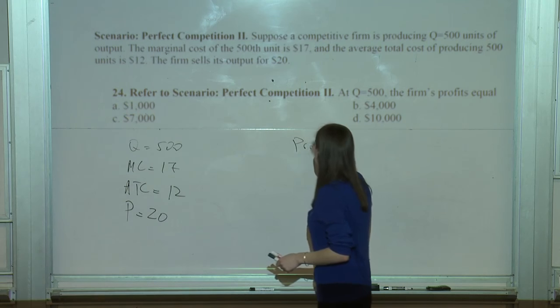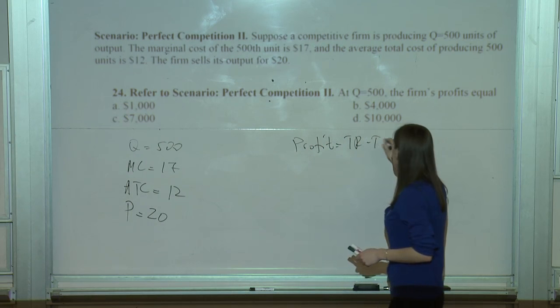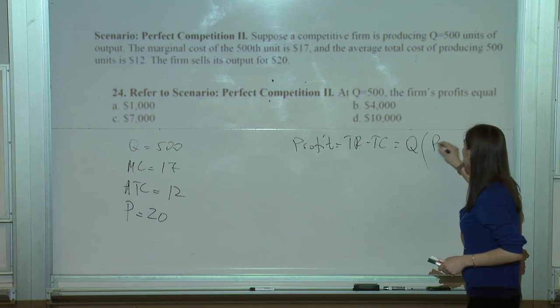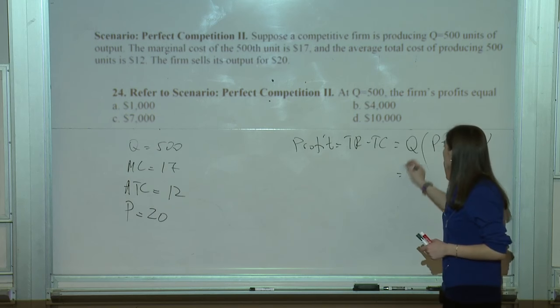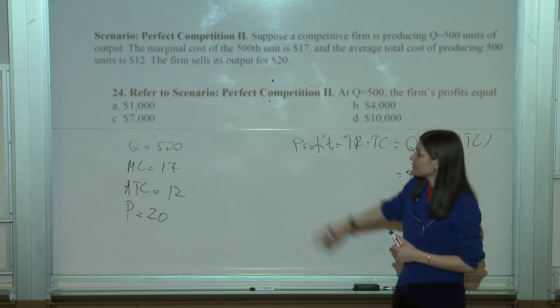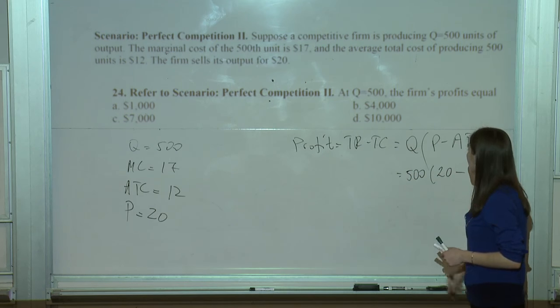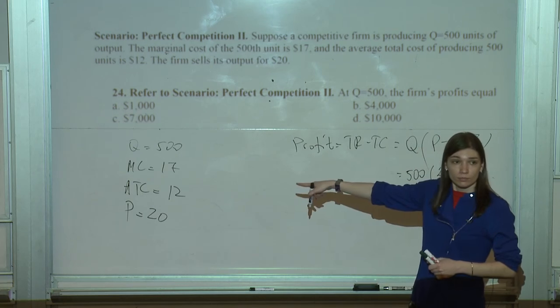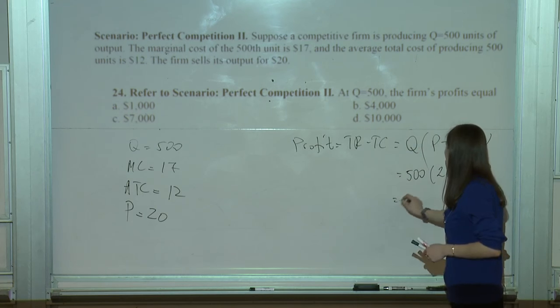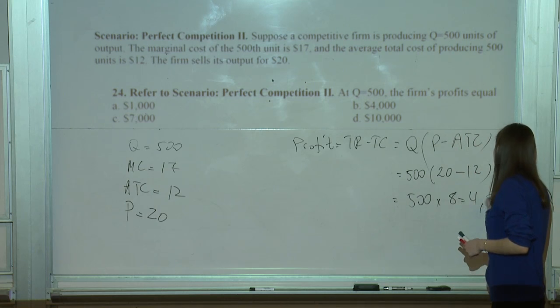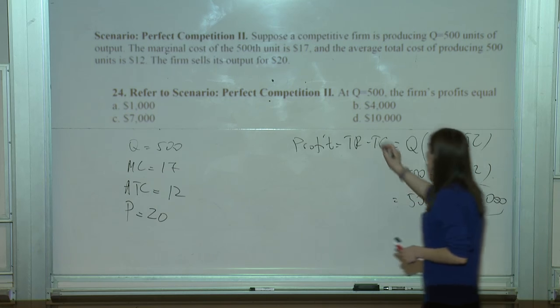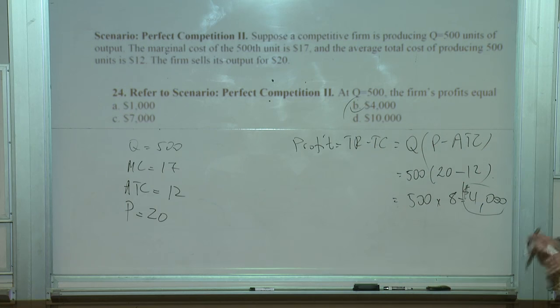Well, we know profit is total revenue minus total cost, or quantity times price minus average total cost, which is more reasonable here since we have all of those. Well, quantity I'm told is 500, price is 20, average total cost is 12. All right. So 500 times 8, 4,000. It's $4,000. That's the profit in the current situation. Let me ask you this. Is this current situation profit maximizing?